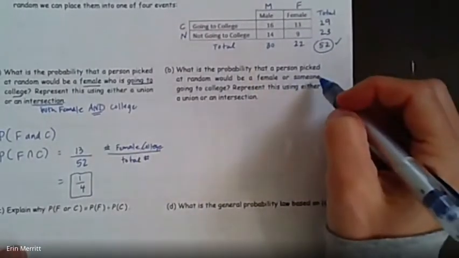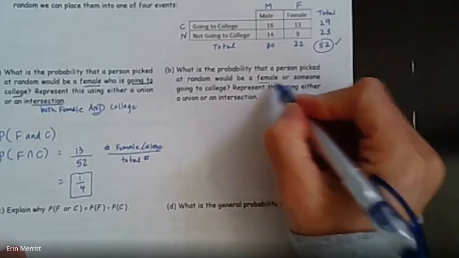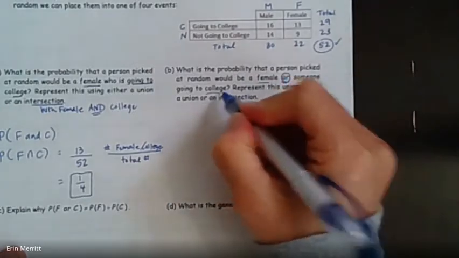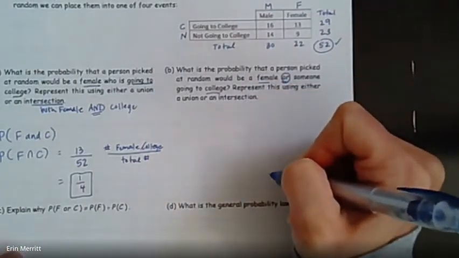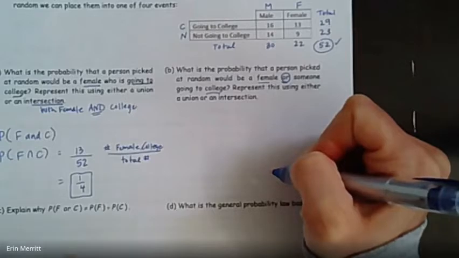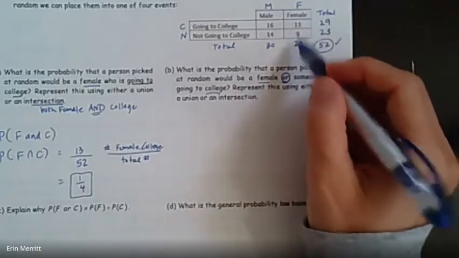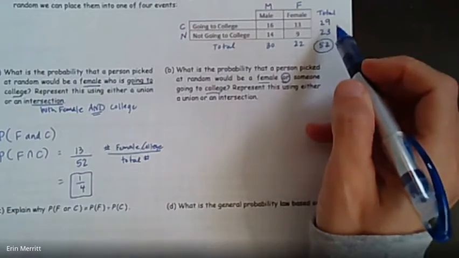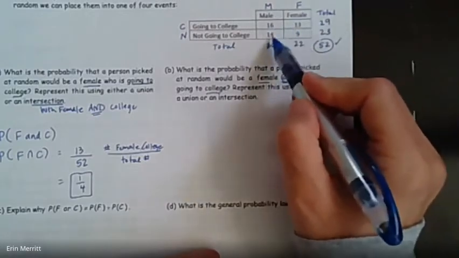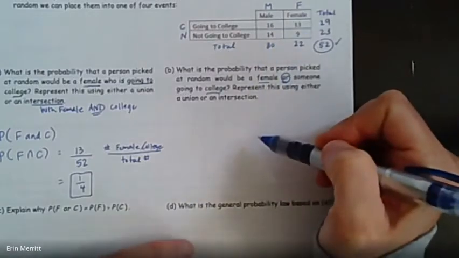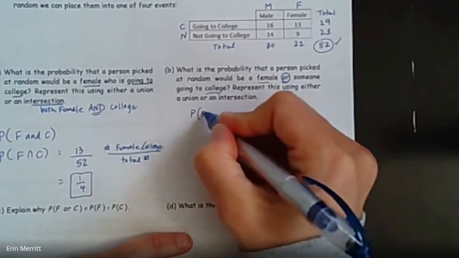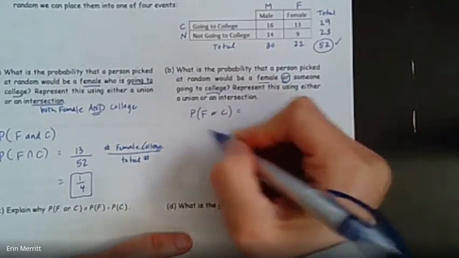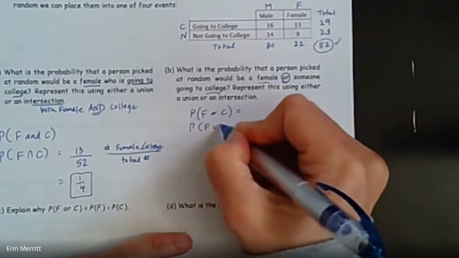What's the probability the person picked at random would be a female or is somebody going to college? All right, well, that's different. So female or going to college, that includes all the females, and then it also includes all the people going to college. So you have an option. You can add up the numbers within the chart. All right, so I'm going to show it one way. So the probability of being female or you're going to college is the union.